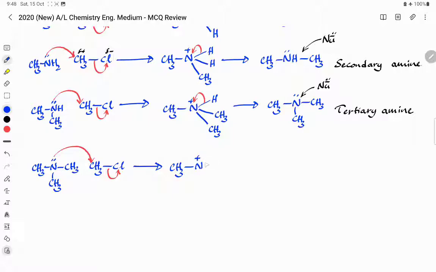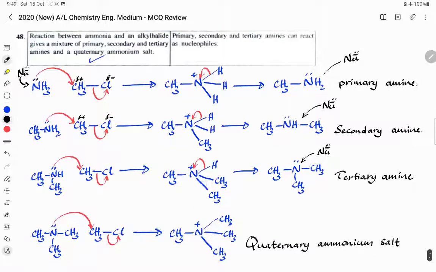CH3N. Now there are 3 CH3 groups. Since there are no hydrogens to be removed, this compound will stay as it is. This is called a quaternary ammonium salt. So the first statement is correct: reaction between ammonia and alkyl halide gives a mixture of primary, secondary and tertiary amines and a quaternary ammonium salt. That is true. This is the complete mechanism of the reaction.